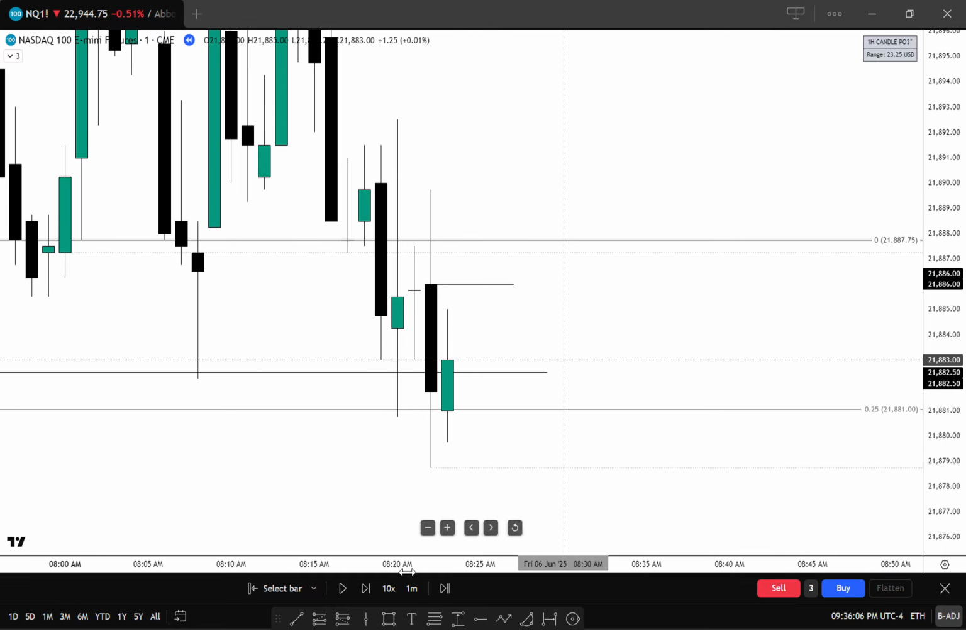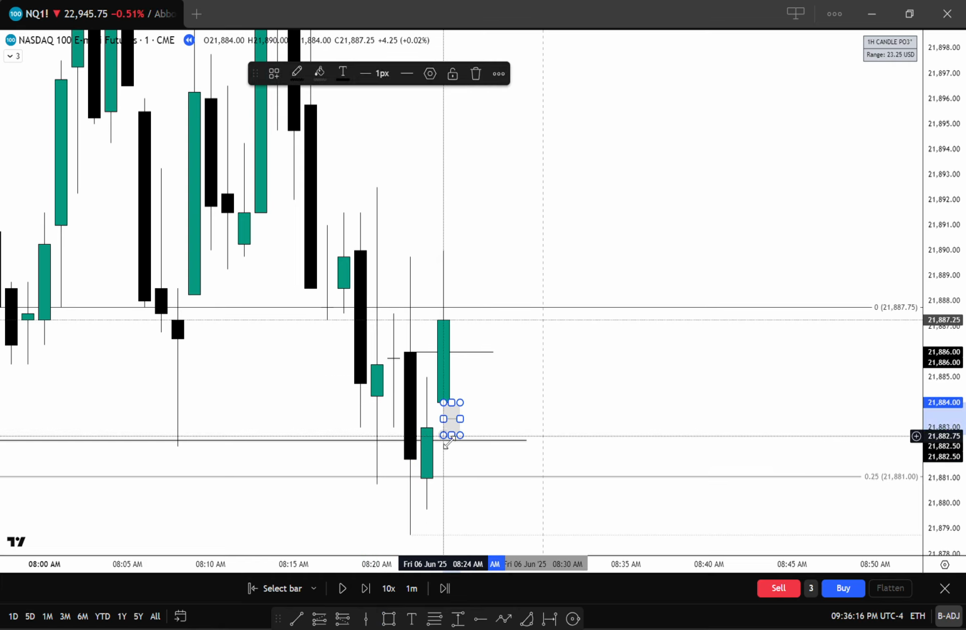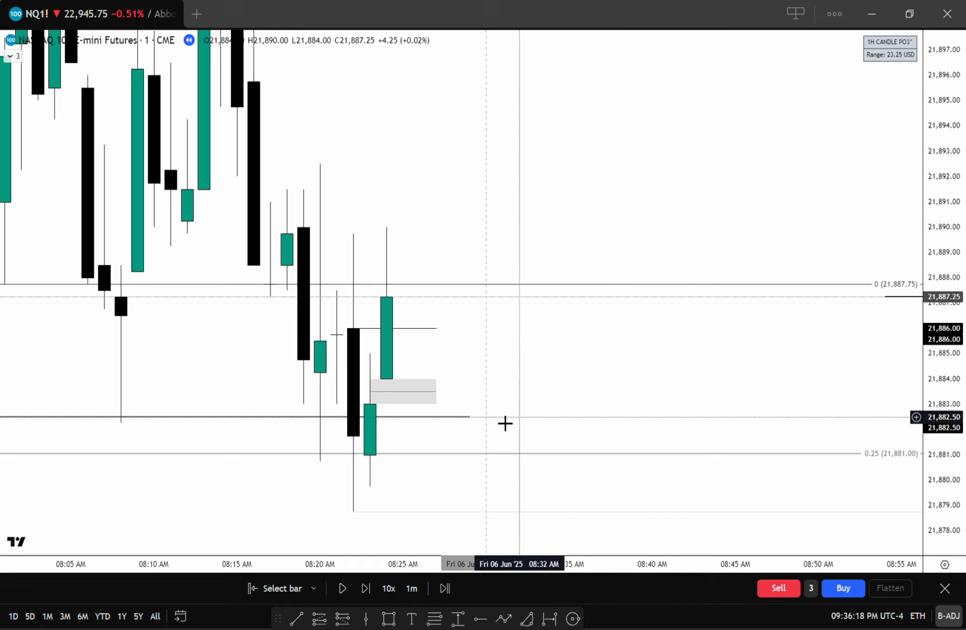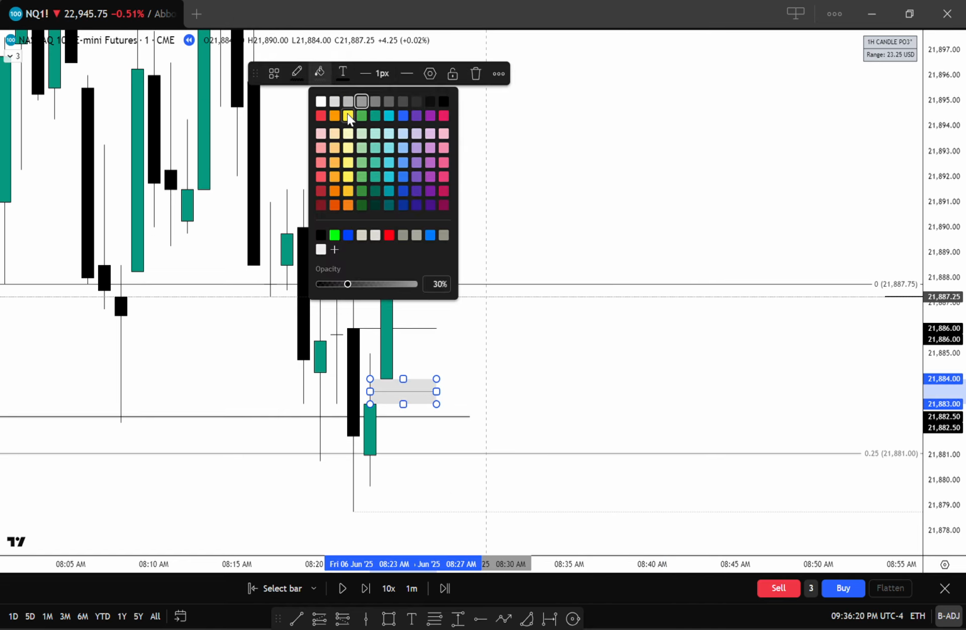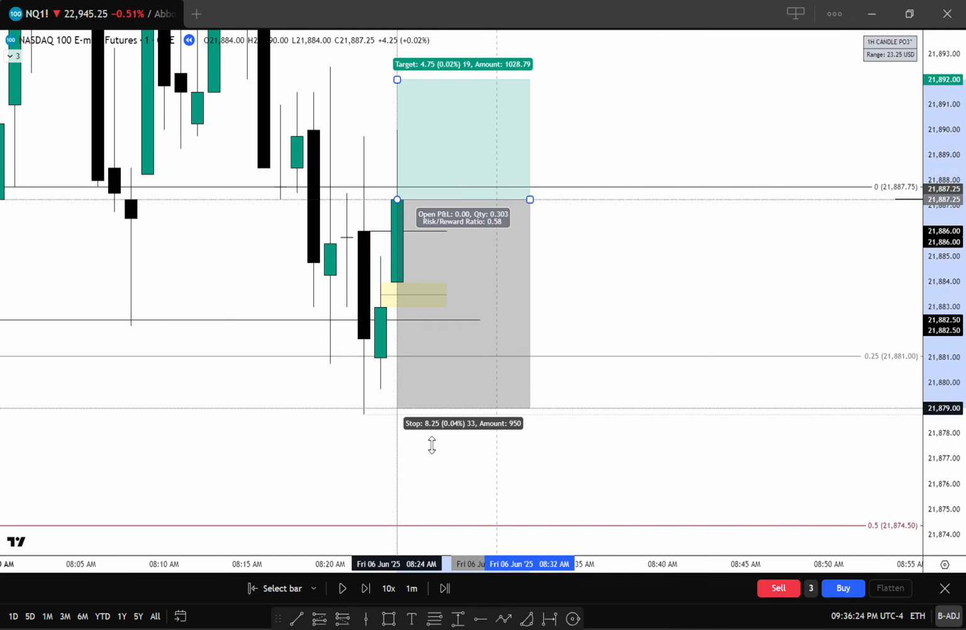Alright, so let's take a look at what happens. Go back to the 1 minute. I'm looking at the close over this down close candle that will form the order block. Alright, so there we go. We get that close, right? We do also get a volume imbalance right here.